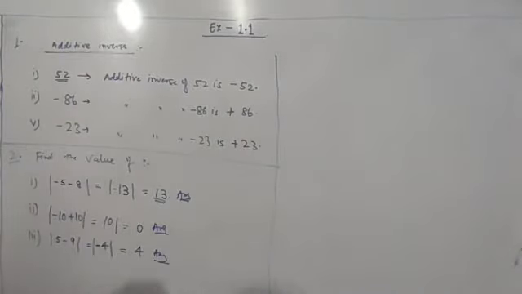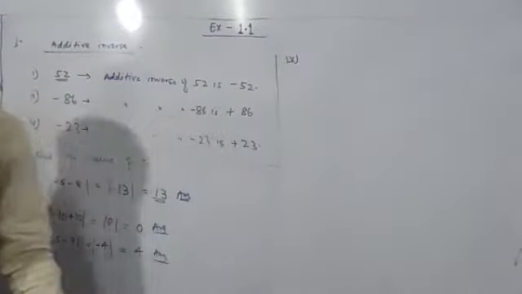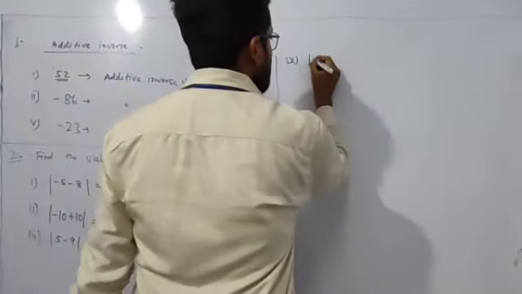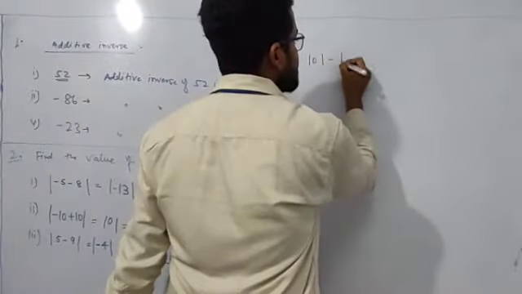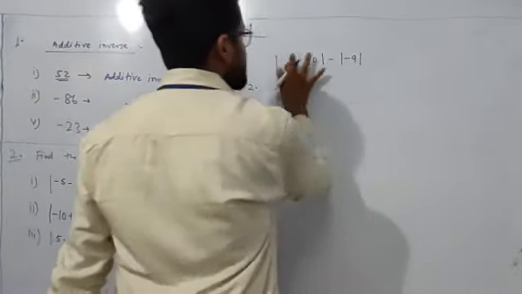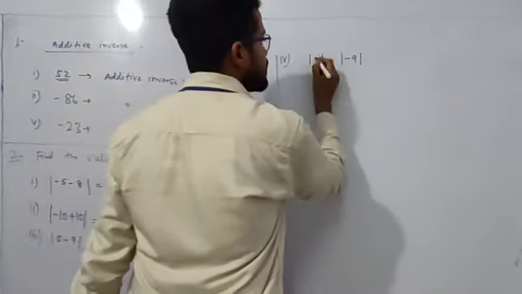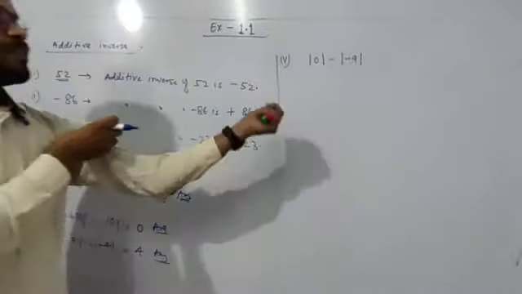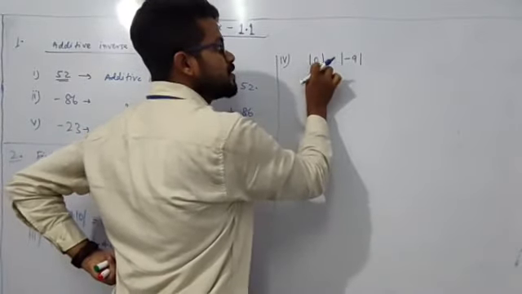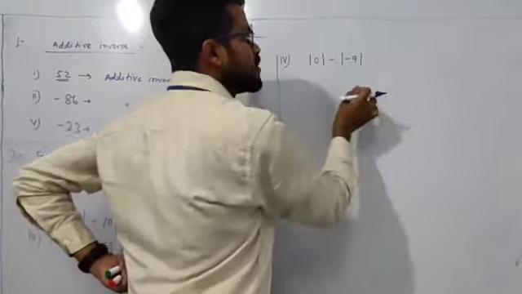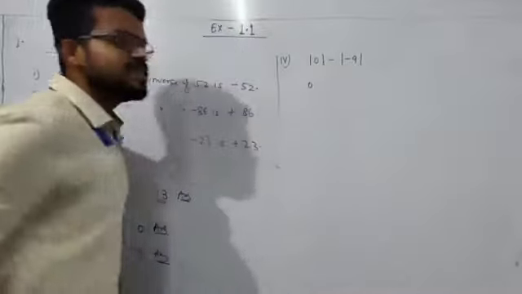Now the next one, the fourth one, is mod of 0 minus of 9. So how do we solve this? Firstly, we try to wipe out this value from this box. Okay, so mod of 0, 0 is nothing, so simply we write mod of 0 is 0.